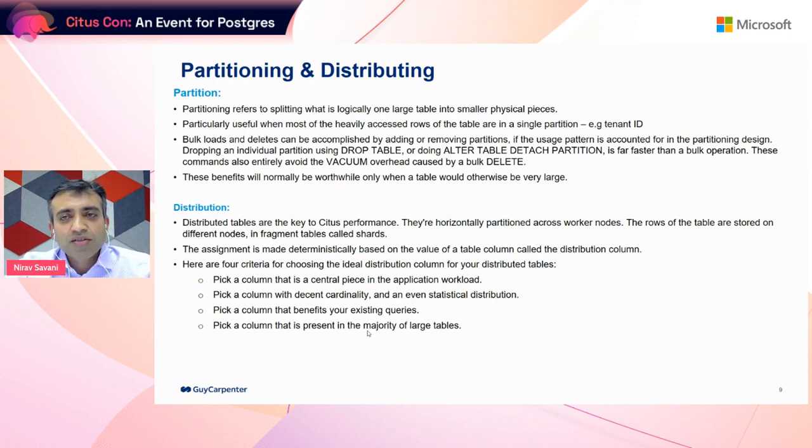Coming to distribution, which is very important, as you learned from the earlier talk, we use account ID as one of our keys. You want to choose a key which is central to all your large tables, a key which is usually very heavily used in joining all your tables, and which also has high cardinality.